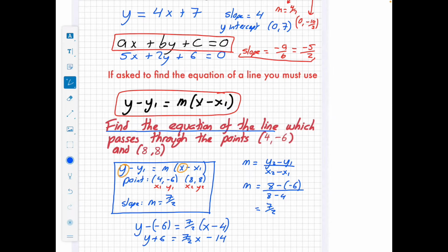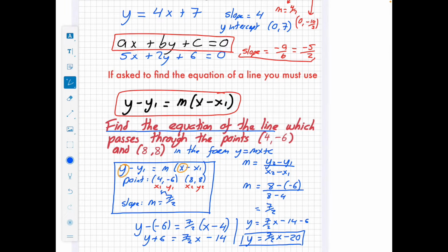Okay, now the question might say how they want your answer arranged. So it might say in the form y is equal to mx plus c. All that means is I want this y on its own. I need to get rid of that 6. So to get rid of that positive 6, we're going to subtract 6 from both sides. So we're going to end up with y is equal to 7 over 2x minus 14 minus 6. So we'll have y is equal to 7 over 2x minus 20. And that is our answer for the equation of a line.